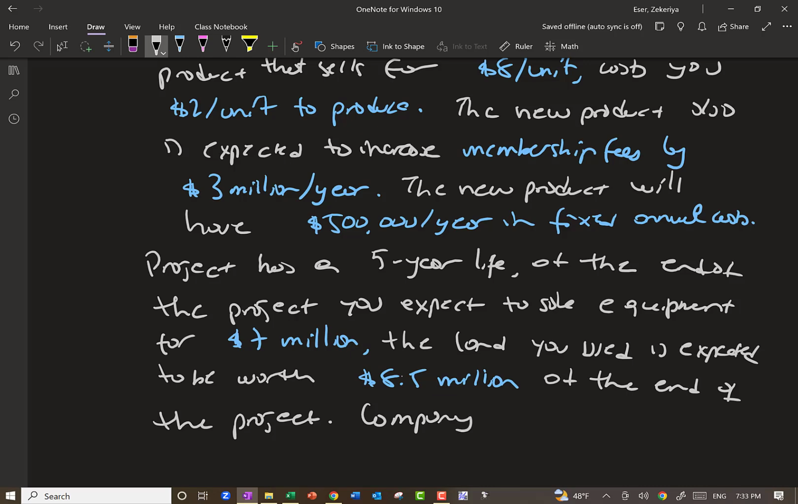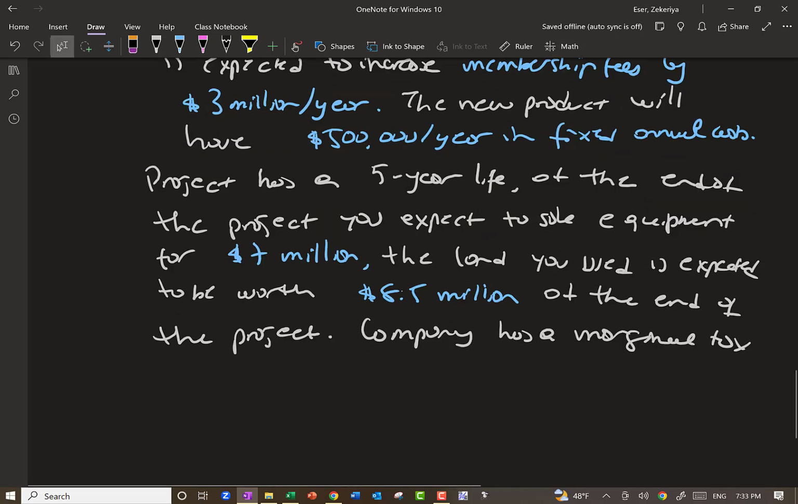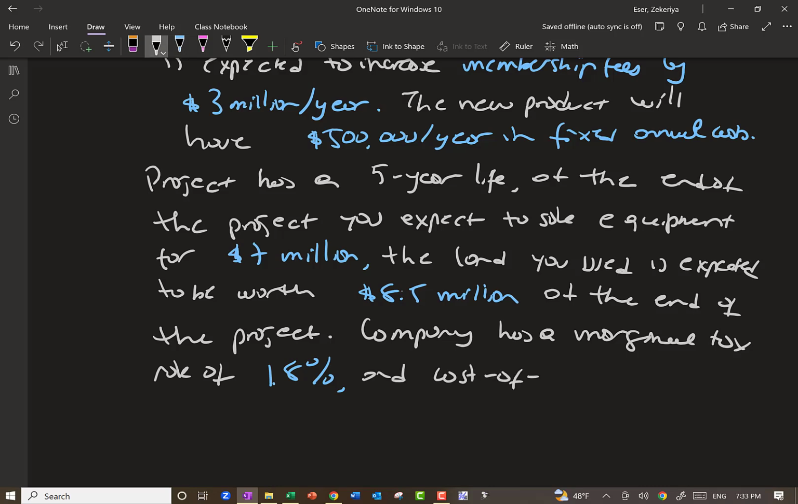Company has a marginal tax rate of 18%, and cost of capital is 12%. So we're going to figure out, should we accept the project?